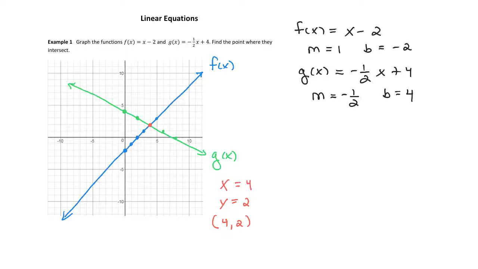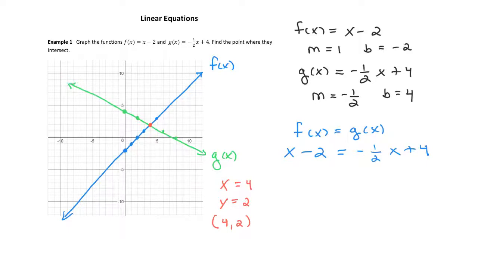Another way that you can figure out where two graphs meet is by setting them equal to each other. f of x is equal to g of x. So what I'll do is write the equations for both of these functions below. So let's see, f of x is equal to x minus 2, and g of x is equal to negative 1/2 x plus 4. So here's a way where you don't have to use a graph to get the same answer. You can just go to the equations and work with them.